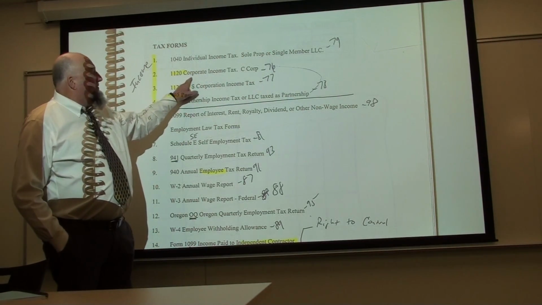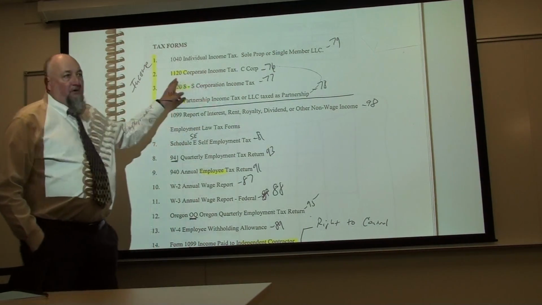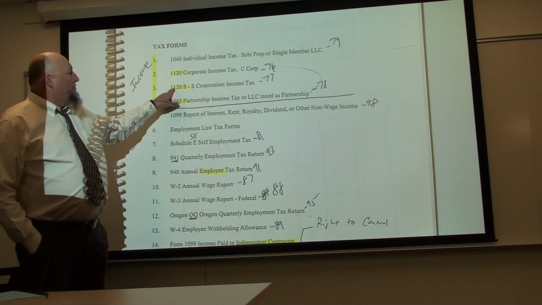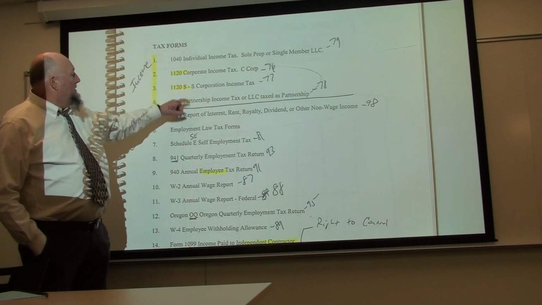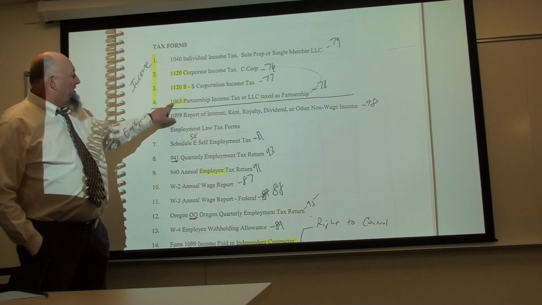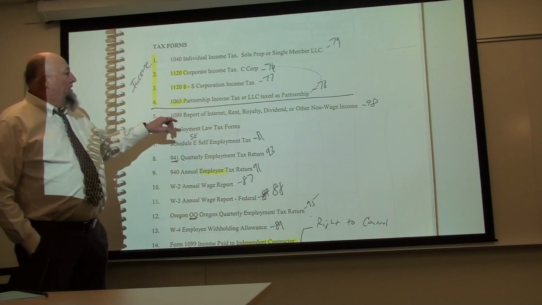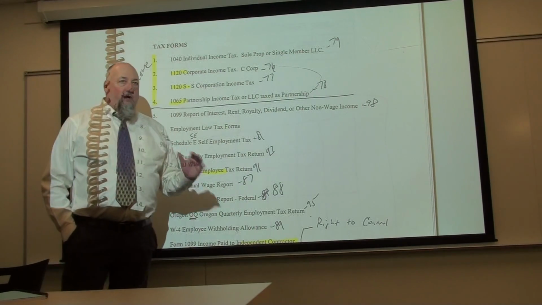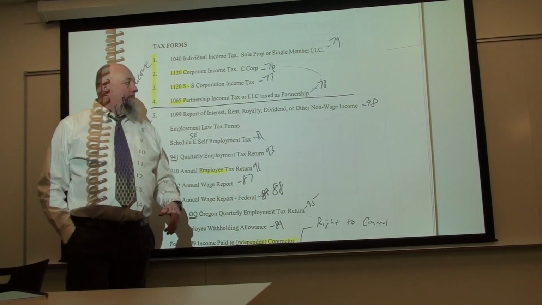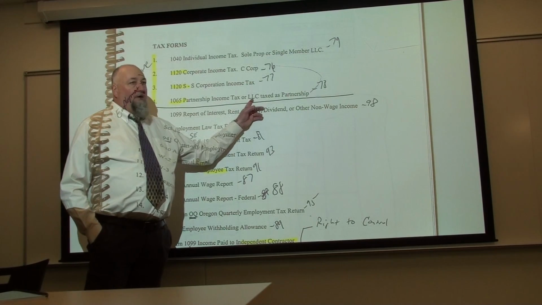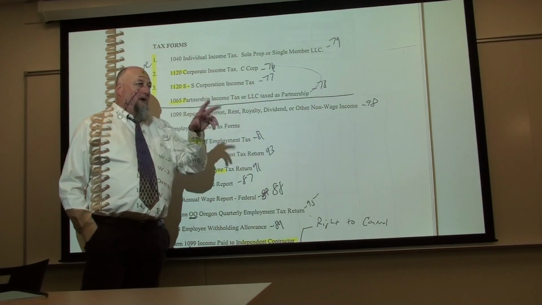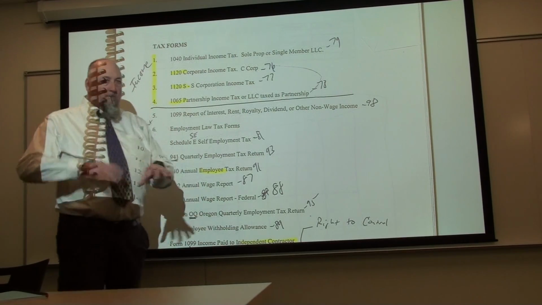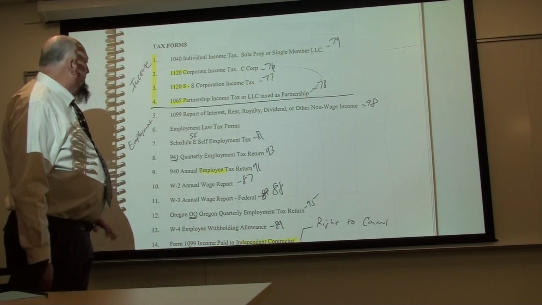If you're going to be a C corporation, it's an 1120 form, and an S corporation files an 1120S form. And then a partnership files Form 1065. That would include a general partnership, a limited partnership, or a limited liability company that's taxed as a partnership. And we'll talk about that next week, how those different structures work.